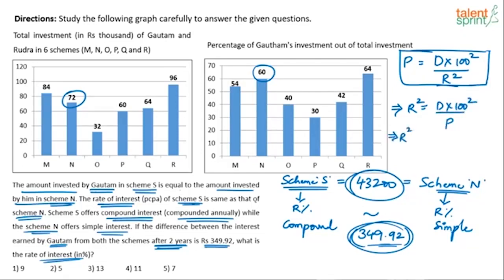So R square equals, the difference is how much? 349.92. For the sake of simplicity, I am taking it as 350. Right? Let's say this is 350 into 100 square by, what is P? 43,200. We have to do the calculation. Do this simplification, you get the value of R. For example, we can cancel 100. You can do an approximate calculation. So 100 is cancelled here. We get 350 into 100 by 432, right?